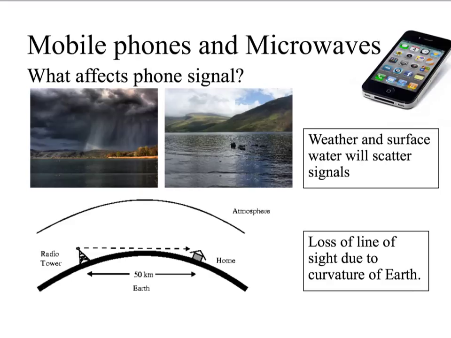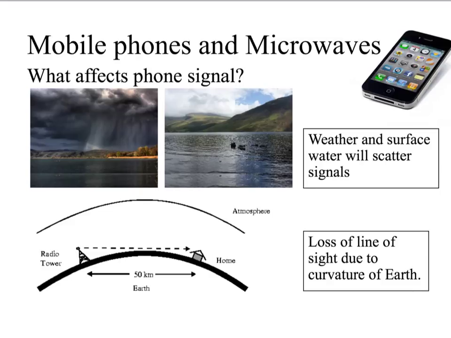We can think of scattering as a signal being bounced off in the wrong direction. So if the microwaves are bounced off in the wrong direction, then less of the signal gets to where it needs to be going. That means the received signal is weaker and is of a poorer quality. Another problem with sending any microwave signal or even radio signal over long distances is the fact that the Earth is round.